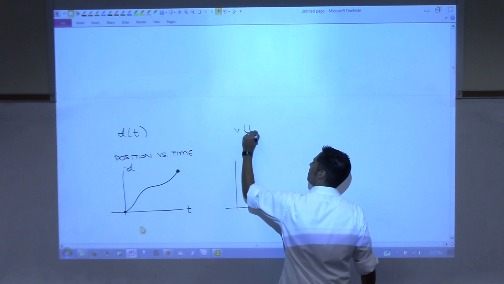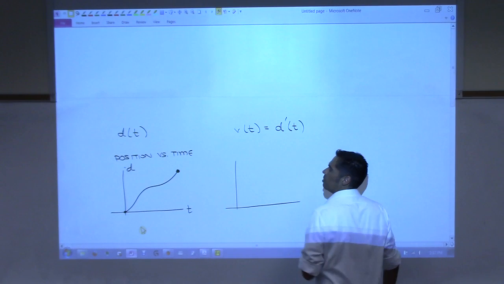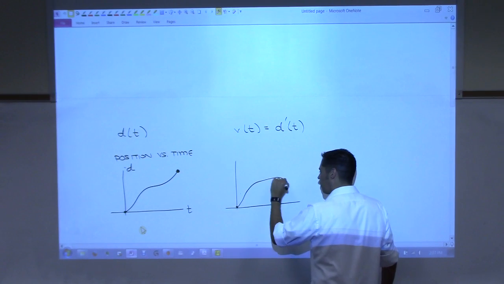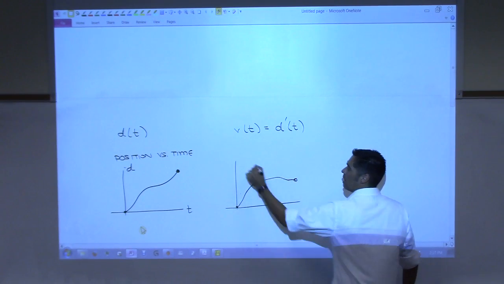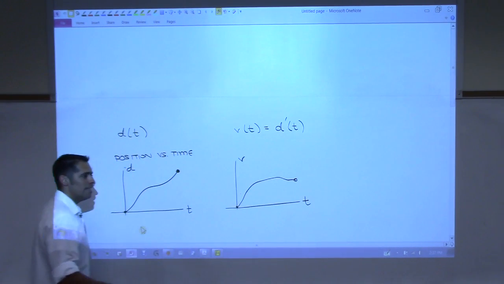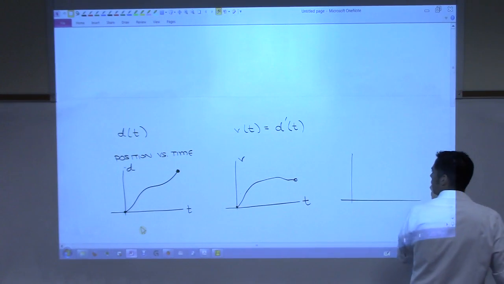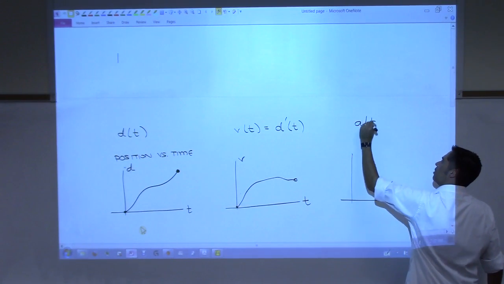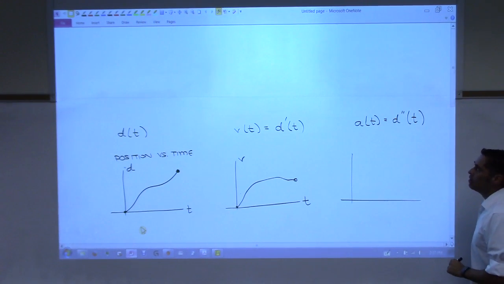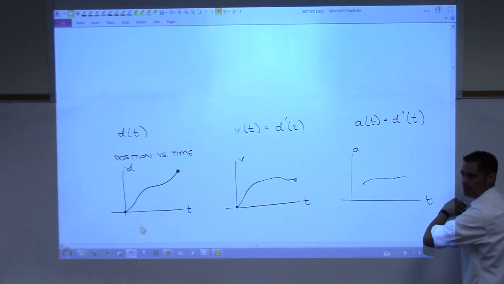The velocity function is equal to the derivative of the position function. So I graph this, and this would be whatever it is, okay? That's my velocity versus time. If I then apply the derivative a second time, I get the acceleration function. So the acceleration is the second derivative of the position function. So this is acceleration versus time, whatever that is.